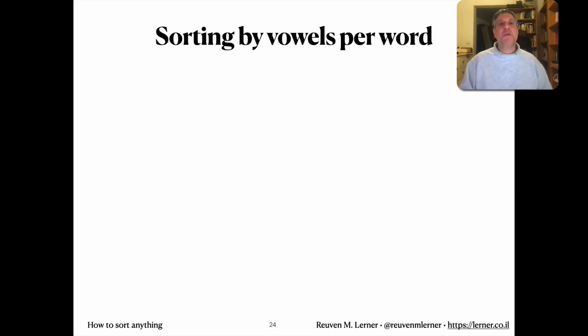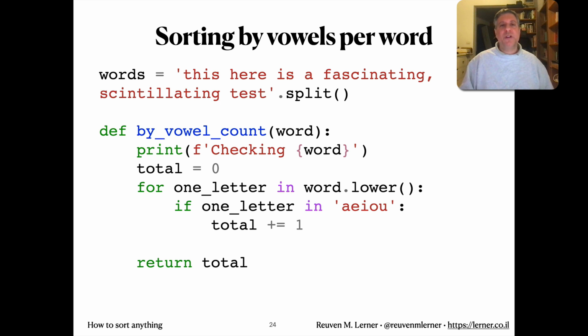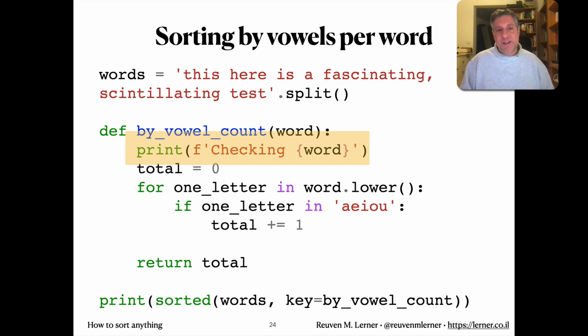Here's another example. What if I want to sort by the number of vowels per word? So here I can say words equals this: here is a fascinating, scintillating a test. So now I want to sort it. What am I going to do? I'm going to write my function by_vowel_count of word. We're going to print that we're checking the word, and you're going to see why this is useful in a moment. And then I'm going to say total is 0. I'm going to go through each of the letters in the word, lowercase it first, check how many vowels there are, and return that total. And then I can just say print sorted words, key by_vowel_count.